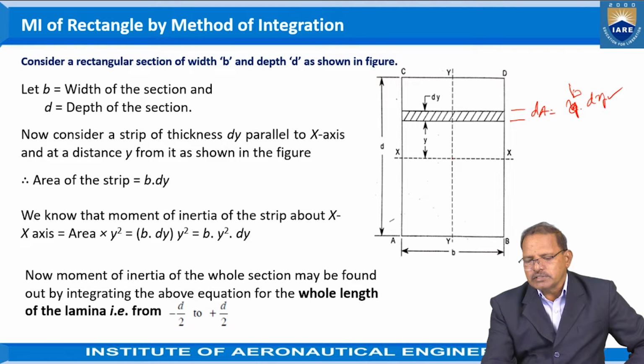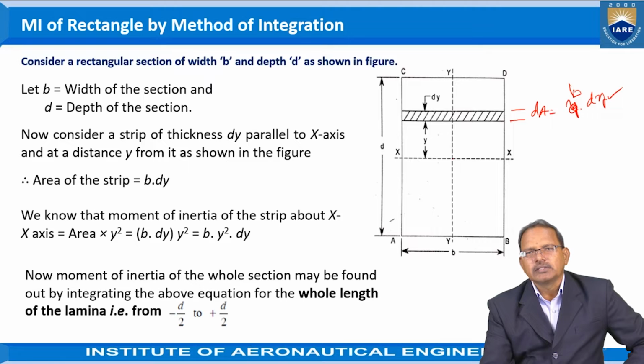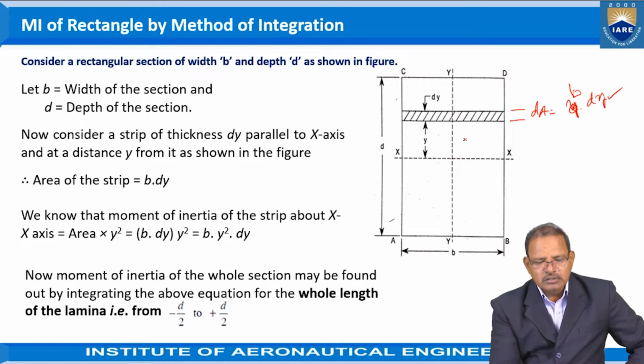We know that the moment of inertia of this strip about the x-axis is given by the product of area multiplied by the square of the distance between them. Area is dA equal to B into dy, and the distance between the strip and the x-axis is y. So it is area multiplied by the square of the distance, B into dy into y square, or B y square dy.